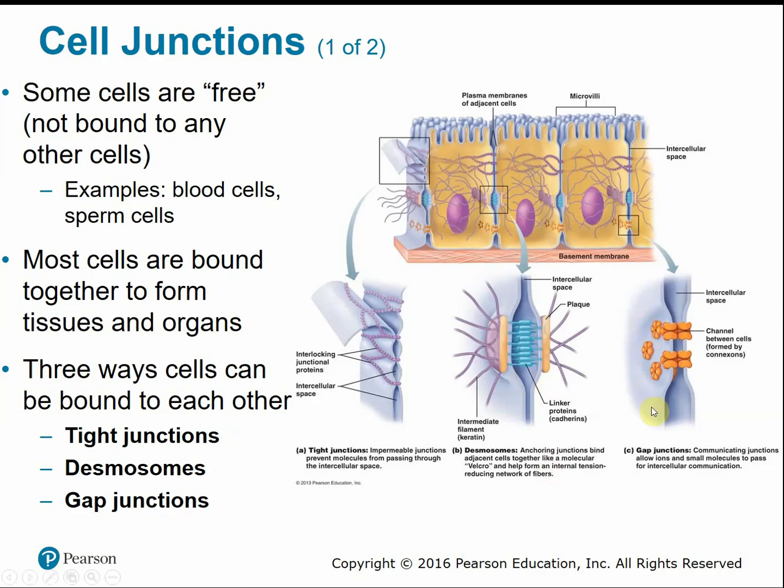And then finally, gap junctions are more of a chemical or electrical cellular connection. So these first two, tight junctions and desmosomes, are just a physical connection. Gap junctions are how cells can communicate and allow ions or electrical signals to pass rapidly from one cell to another. So these are commonly found in cardiac muscle in the heart.